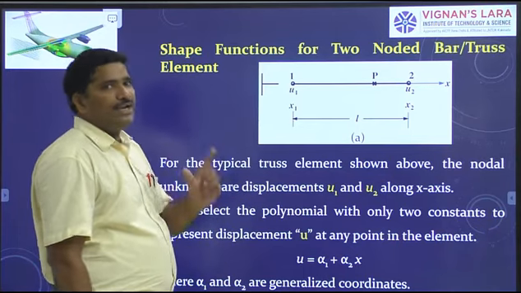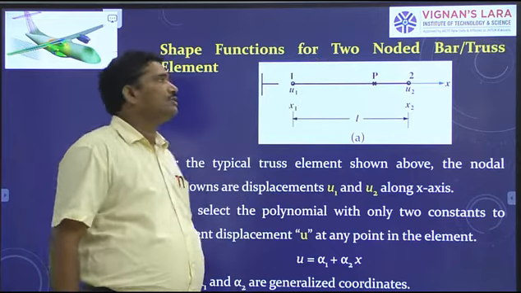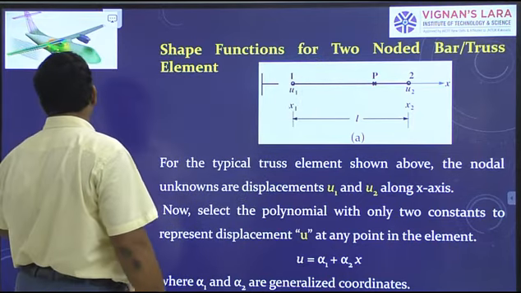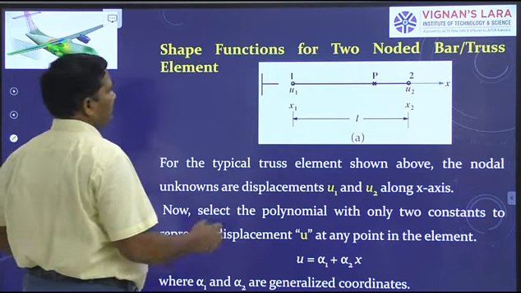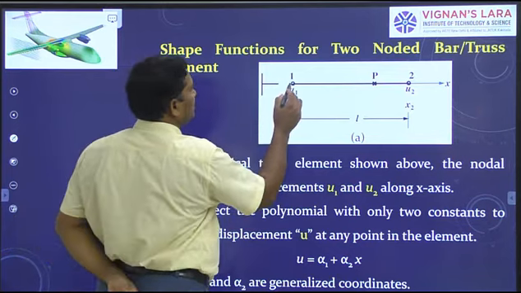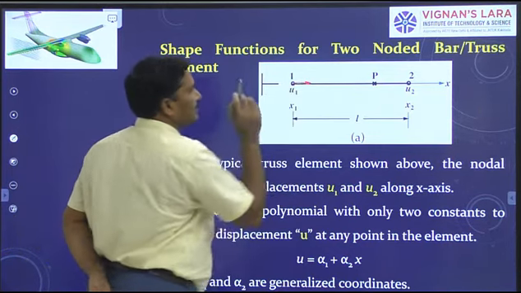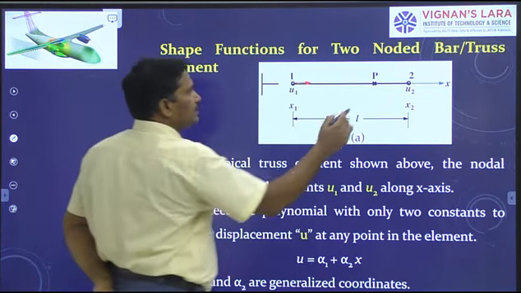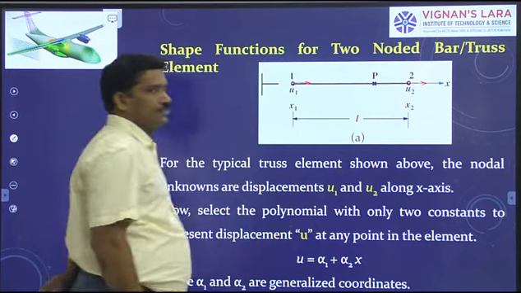For one-dimensional problems, we use a one-dimensional element connecting two nodes. So here, each node has 1 degree of freedom. Node 1 has 1 degree of freedom, which is U1. Node 2 has another degree of freedom, which is U2.